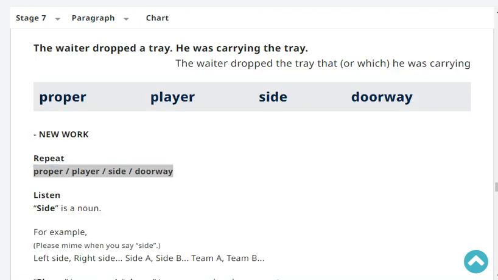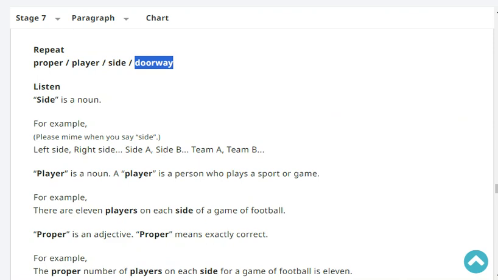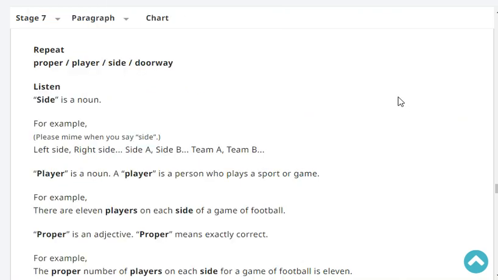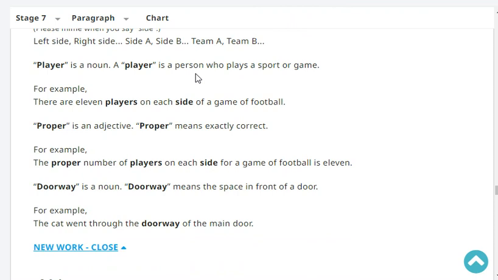Proper. Player. Side. Doorway. Very good. Okay, listen. Side is a noun. For example, left side, right side, side A, side B, team A, team B. Player is a noun. A player is a person who plays a sport or game. For example, there are 11 players on each side of a game of football.